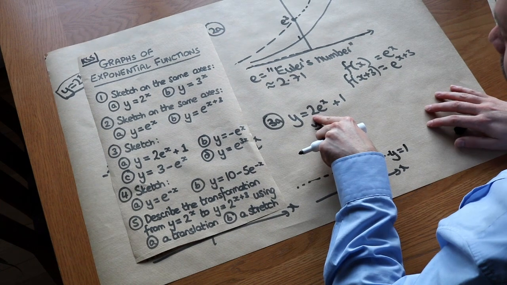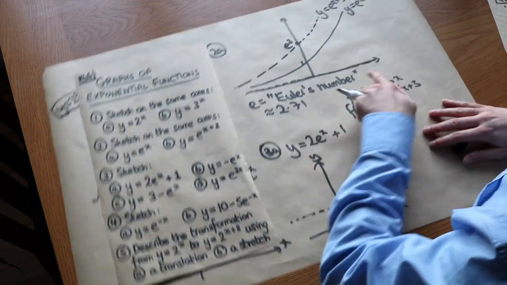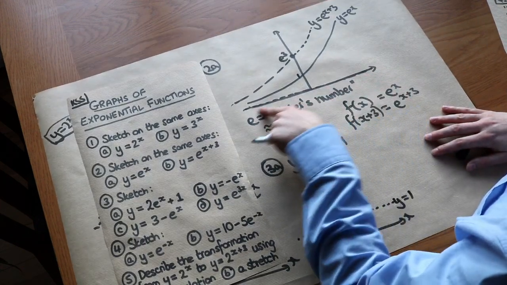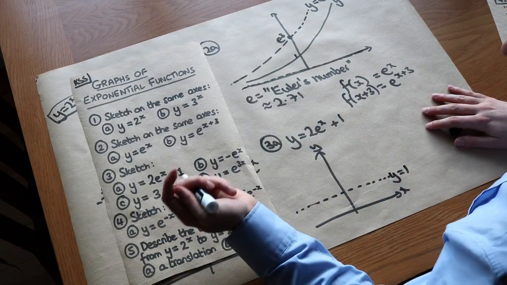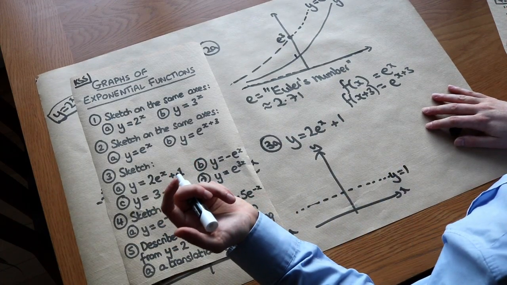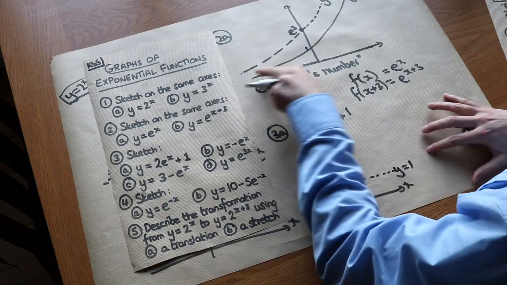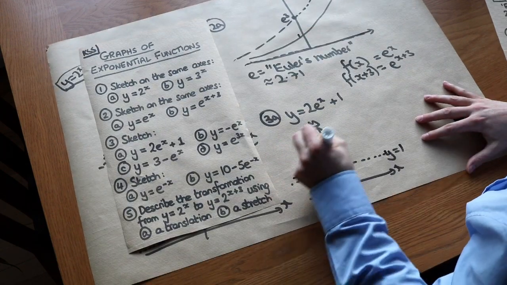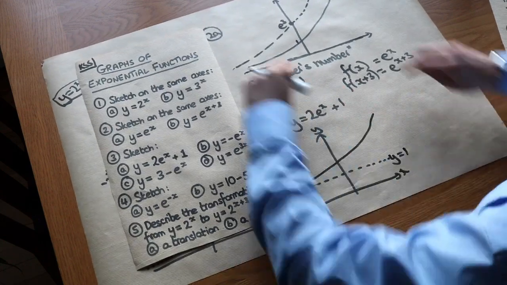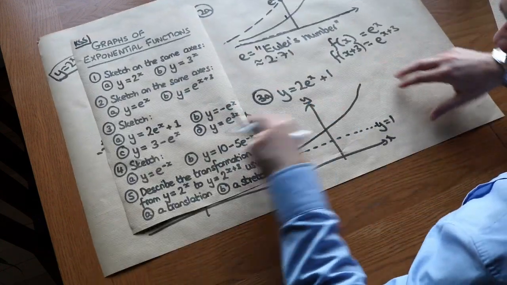That 2 doesn't affect the asymptote, by the way, because if the asymptote was originally at y equals 0, then doubling that is still y equals 0. 0 times 2 is still 0. But the add 1 shifts that asymptote up 1, and now this curve is going to be hovering above this new asymptote. That whole thing has been shifted up 1.